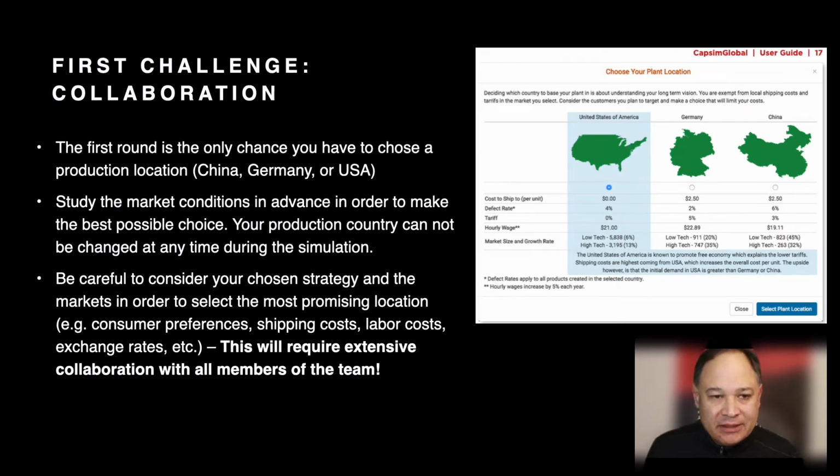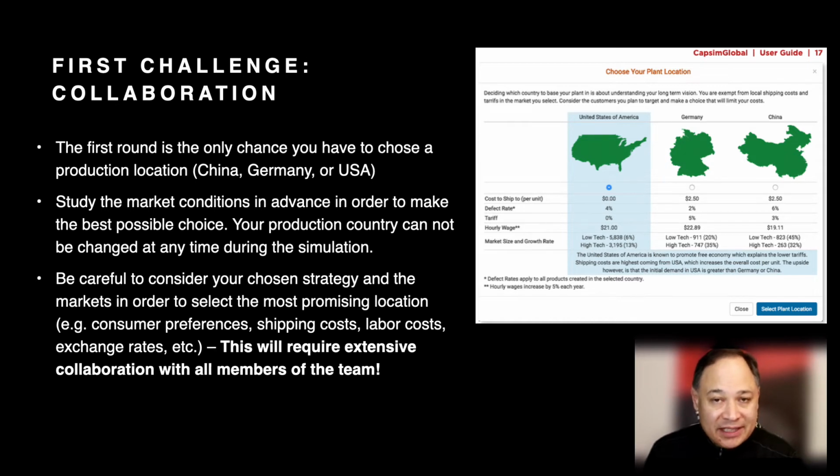I'd like to point out that during your first round, there's a very important decision to make, and that's where to locate your factory. The first round is the only chance you're going to have to choose a production location, whether that be China, Germany, or the United States. So you really need to study the market conditions in advance in order to make the best possible choice. Your production country cannot be changed at any time during the simulation.